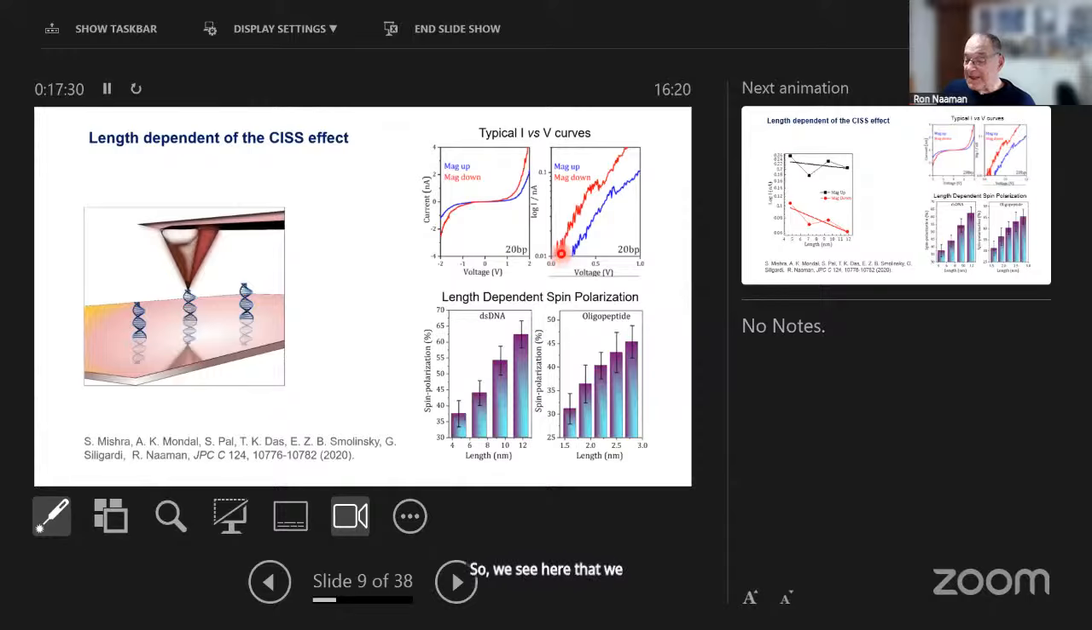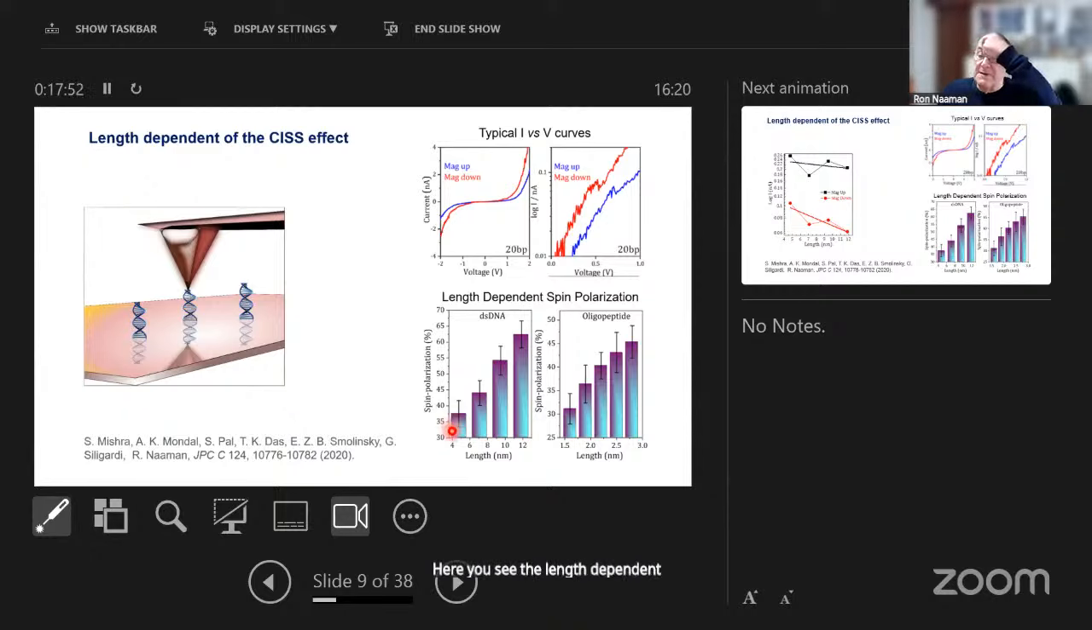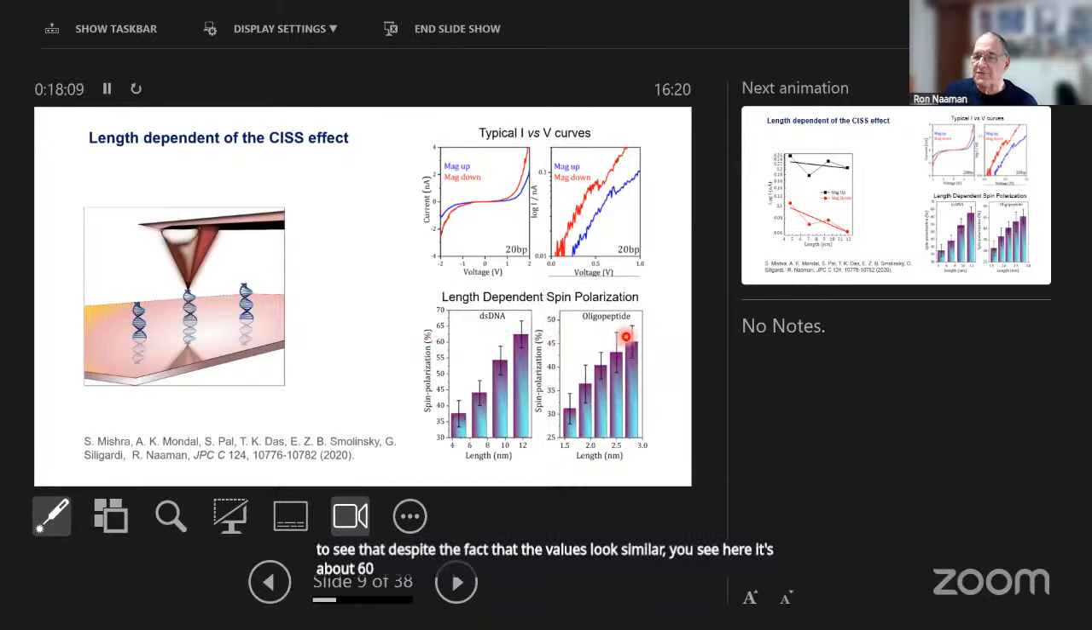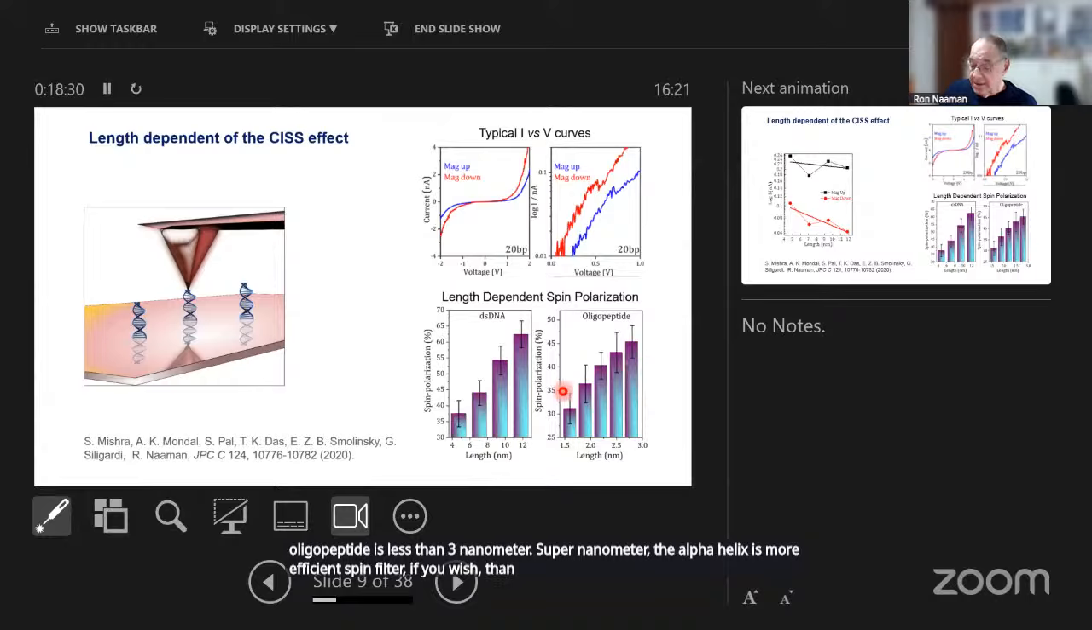So we see here that we have an effective spin-orbit coupling. In a moment, we'll discuss what it means. Effective spin-orbit coupling which is several orders of magnitude larger than what you expect from hydrocarbon. Here you see the length dependence of the spin polarization, and this is for double-strand DNA, and this is for oligopeptides. Interesting to see that despite the fact that the values look similar, here it's about 60+%, here it's 45, but here the length of the DNA is 12 nanometer, while the length of the alpha helix oligopeptide is less than 3 nanometer. So per nanometer, the alpha helix is a more efficient spin filter, if you wish, than the double-strand DNA.